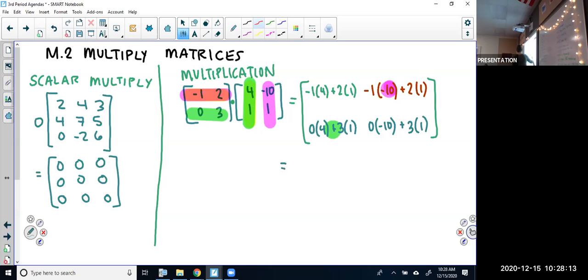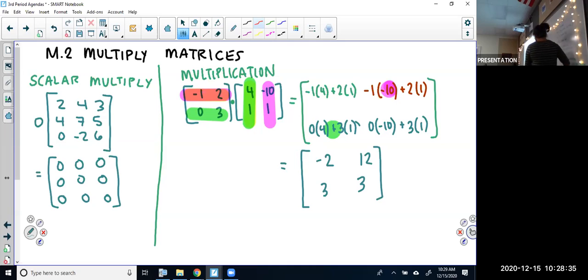Okay, that looks really gross. So let's go ahead and write what that actually equals. -1 times 4 is -4 plus 2, so this is -2. Yep, -2. This is 10 plus 2, so this is 12. 0 plus 3 is 3. And 0 plus 3 is 3. There we go. So that's our actual answer.